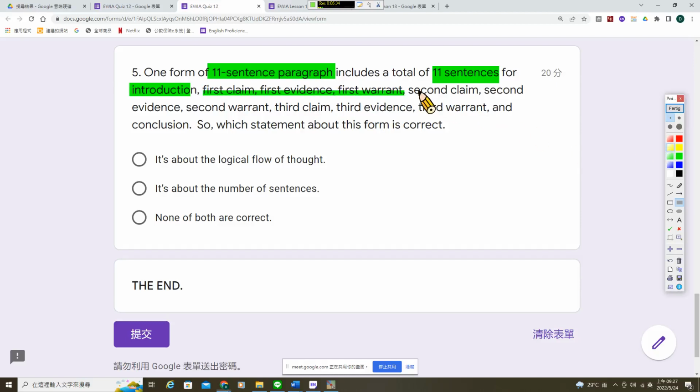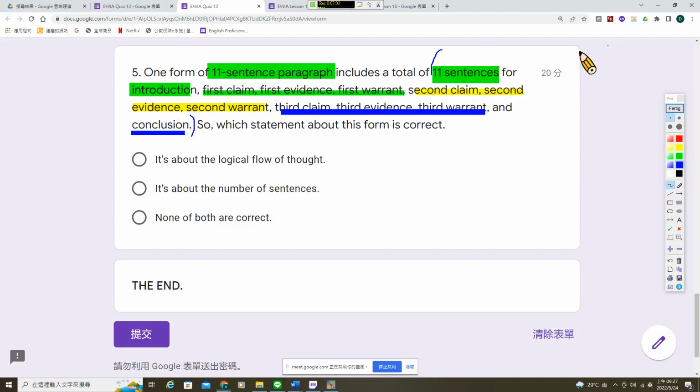And the next one is second claim, second evidence, and the second warrant. And the next one is a third claim, third evidence, and third warrant. So come out with one conclusion. So in total, we have 11 sentences: 1, 3, 3, 3, and 1. But this is a very mechanical way to see how to write a paragraph, right? But normally we do not do this.